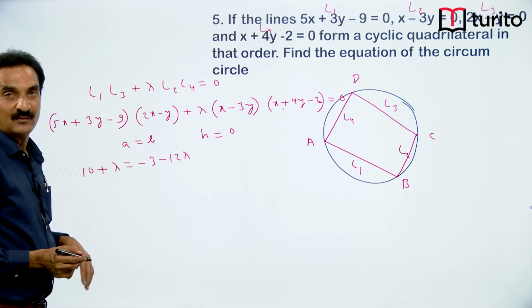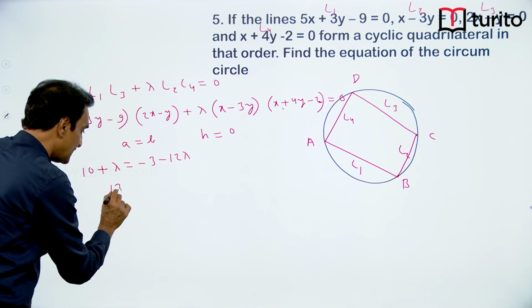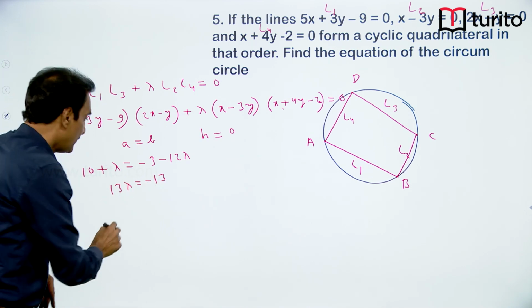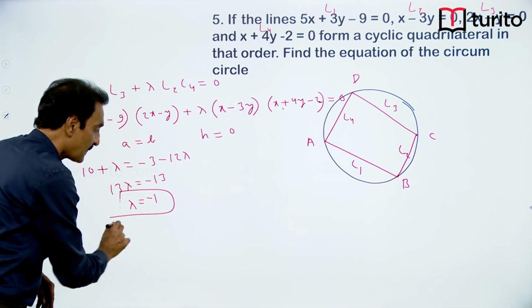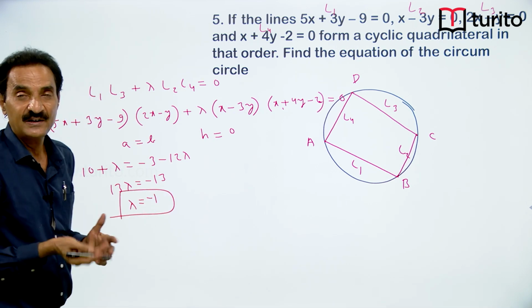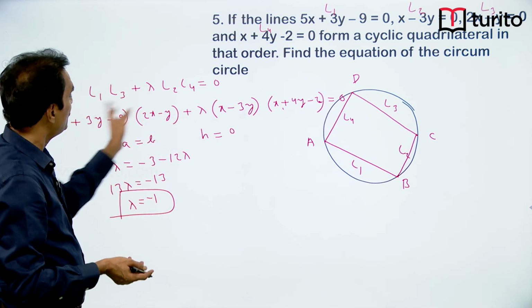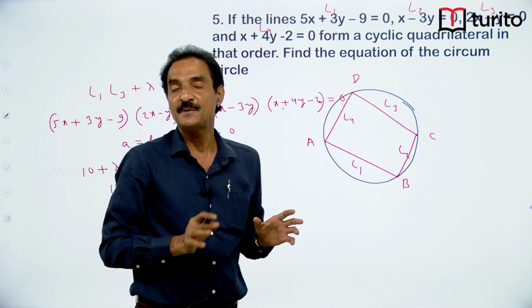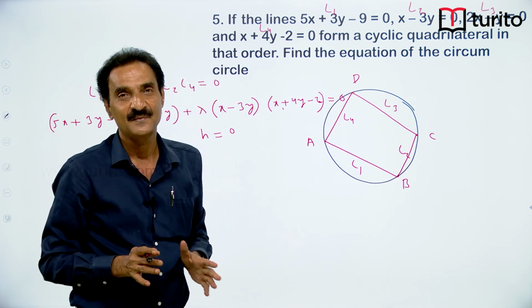So, these two should be equal. Taking minus 12 lambda this side, you will get 13 lambda is equal to minus 13. So, lambda is minus 1. Now, how do you get the equation of the circle? Substituting lambda is equal to minus 1 here and opening, multiplying the product and simplifying, we get the equation of the circumcircle without finding the vertices.